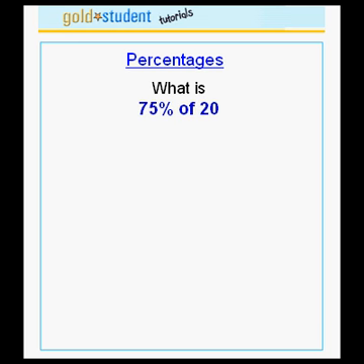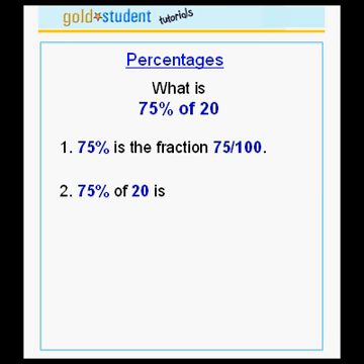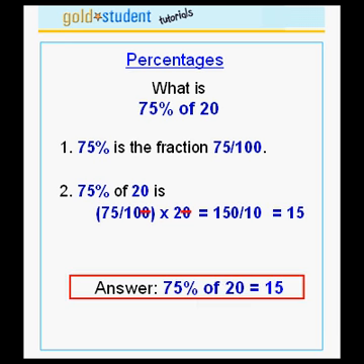Let's work out another example. What is 75% of 20? 75% is the fraction 75 over 100. 75% of 20 is 75 over 100 times 20. You can cancel the common factor of 10, then multiply 75 by 2 to get the ratio 150 over 10. You can divide this to get the answer 15. Therefore, 75% of 20 is 15.